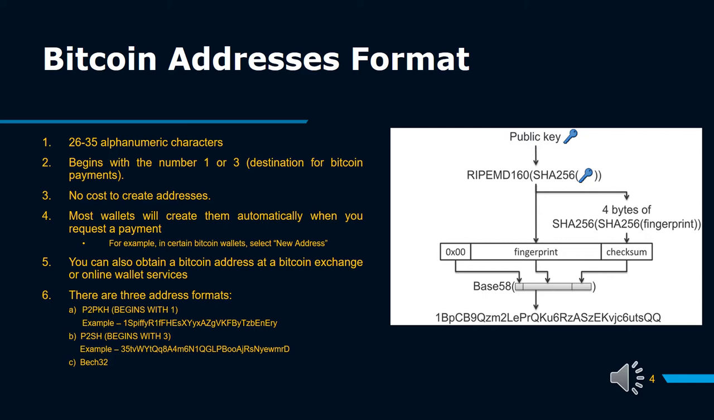Bitcoin addresses can also be represented as a QR code. The addresses are anonymous and do not contain information about the owner. A Bitcoin address can be obtained for free, using, for example, Bitcoin software. Most wallets will create them automatically when you request a payment. For example, in certain Bitcoin wallets, select New Address.